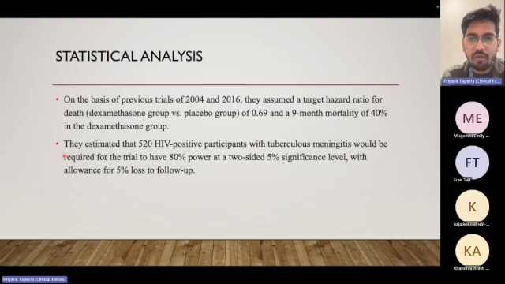If it is, say, 1.5, there is a 50% higher chance of having an event than a patient receiving a placebo. Or if it is 0.5, which is beneficial, there are 50% fewer events in a patient receiving the drug than the patient receiving placebo. So 0.69 is obviously on the beneficial side, and we'll see how this does. They estimated that about 520 patients will be required for a power of 80% and a two-sided significance of 5%, with an allowance of 5% for loss to follow up.